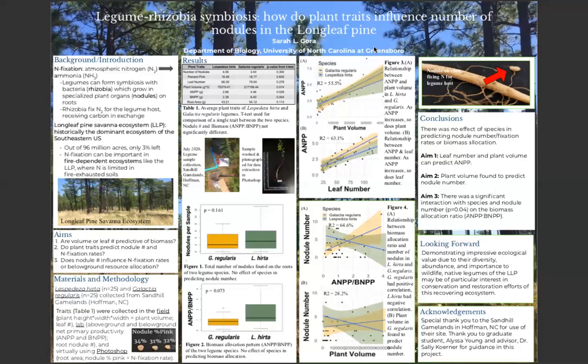In figure 4b, we are seeing the relationship between the plant volume and the number of nodules, with plant volume and Galactia regularis found to predict nodule number.